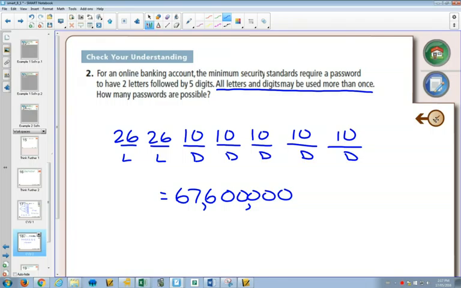Okay, so the questions you can do for this one are 5, 7, 8, 9, 10, and 16.